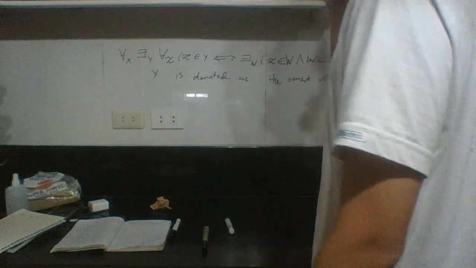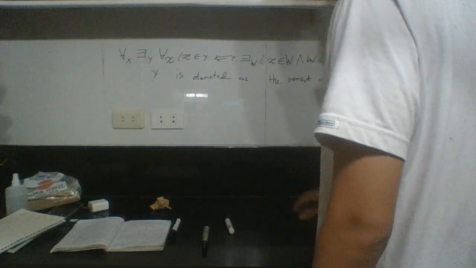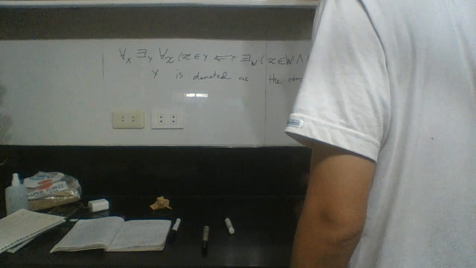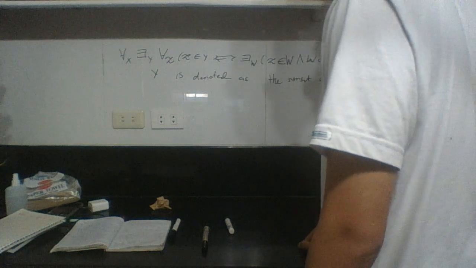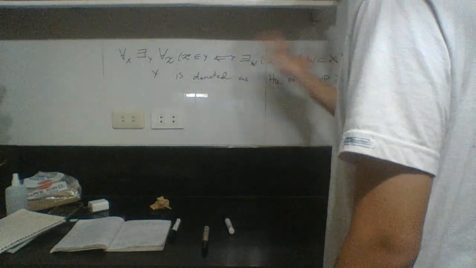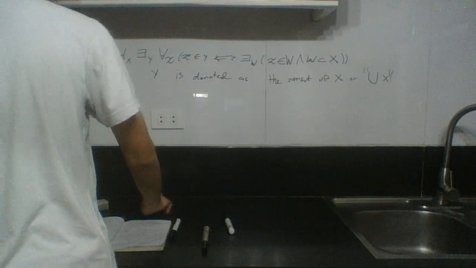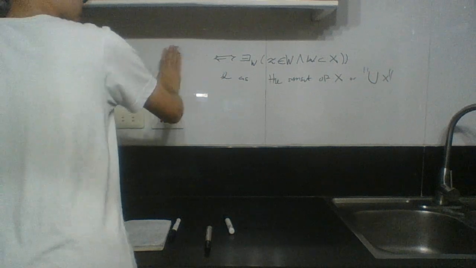So for all X, there's just a set Y. This is for all Z, Z is in Y if and only if there exists a W, a subset in X, that Z is a part of, and W is a subset of X. So Y is the sum of all possible W in X. So that is the sum set.